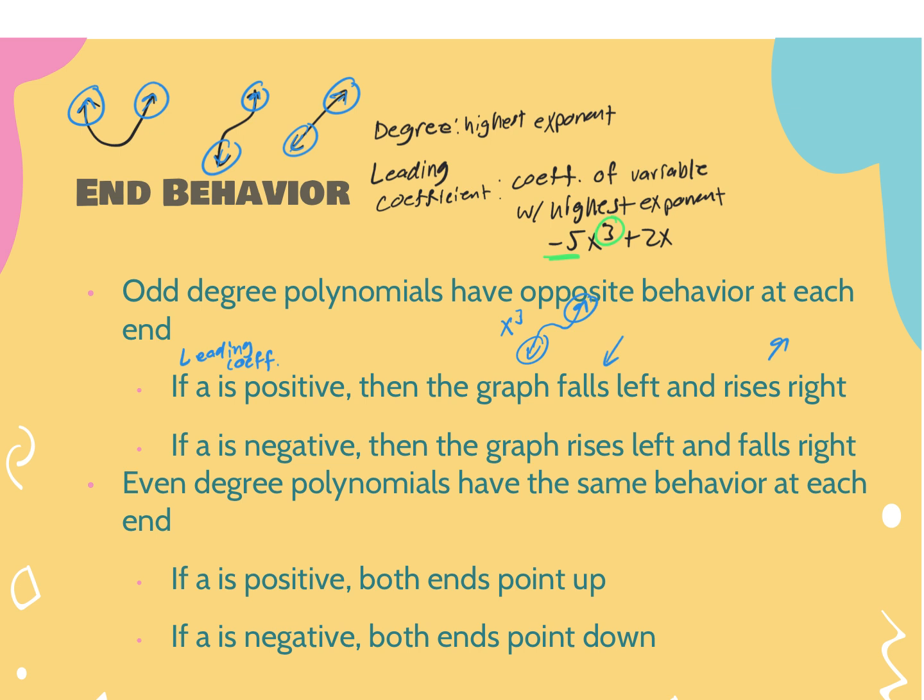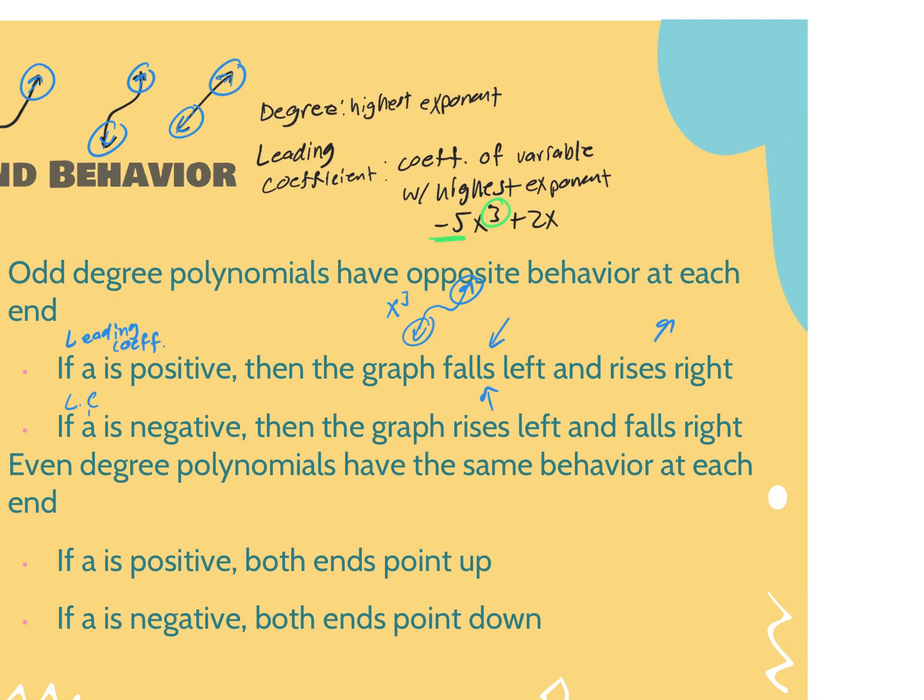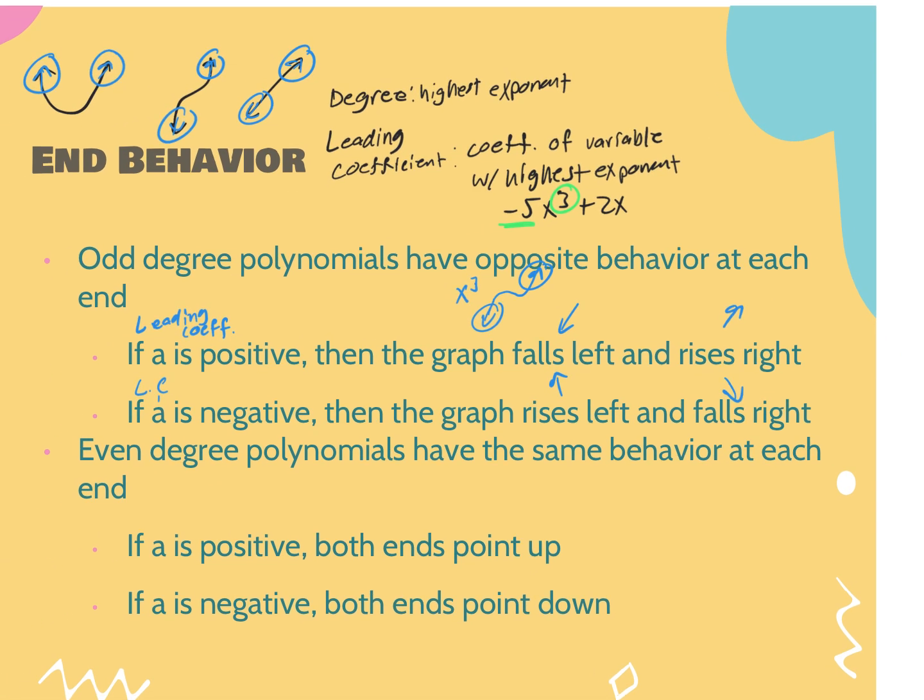And similarly, if the leading coefficient, a, is negative, then it's going to have the opposite pattern. So you're going to go up as you go to the left, and you're going to go down as you go to the right.